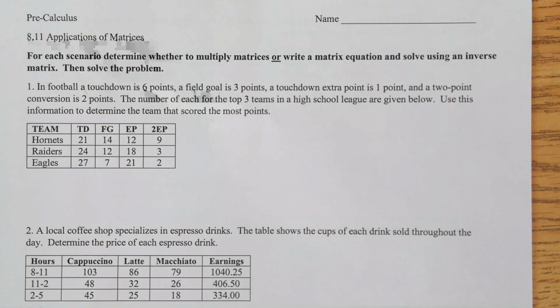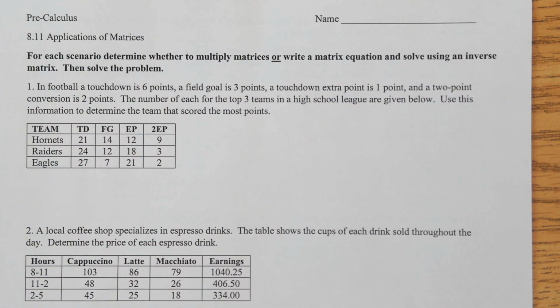So let's look at this first one here. It says in football, a touchdown is 6 points, a field goal is 3 points, a touchdown extra point is 1 point, and a 2-point conversion is 2 points. The number of each for the top three teams in the high school league are given below. They just want to know how much each team scored that season. We don't want to know what a touchdown is worth or what a field goal is worth. We're not solving for the individual variables, we're just solving for the whole team.